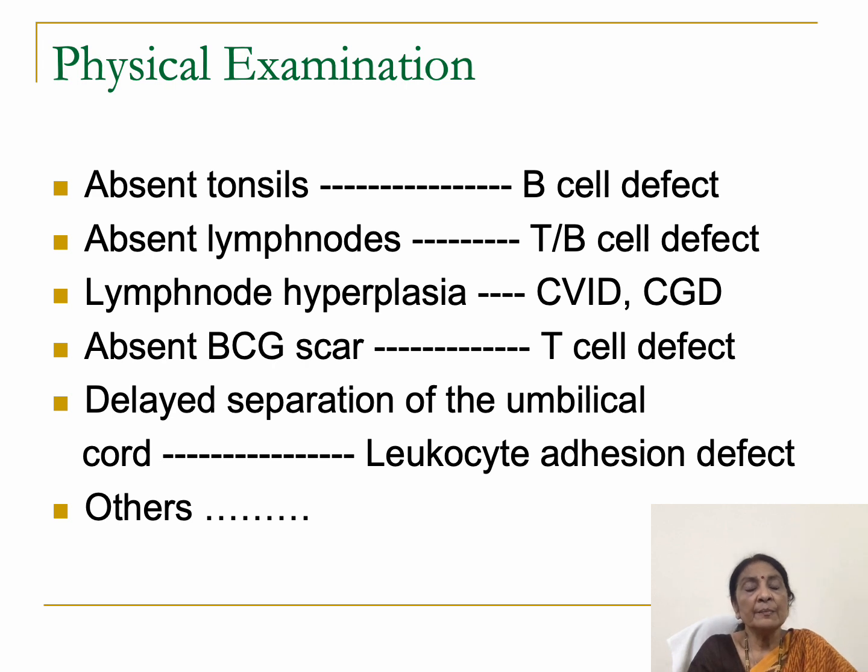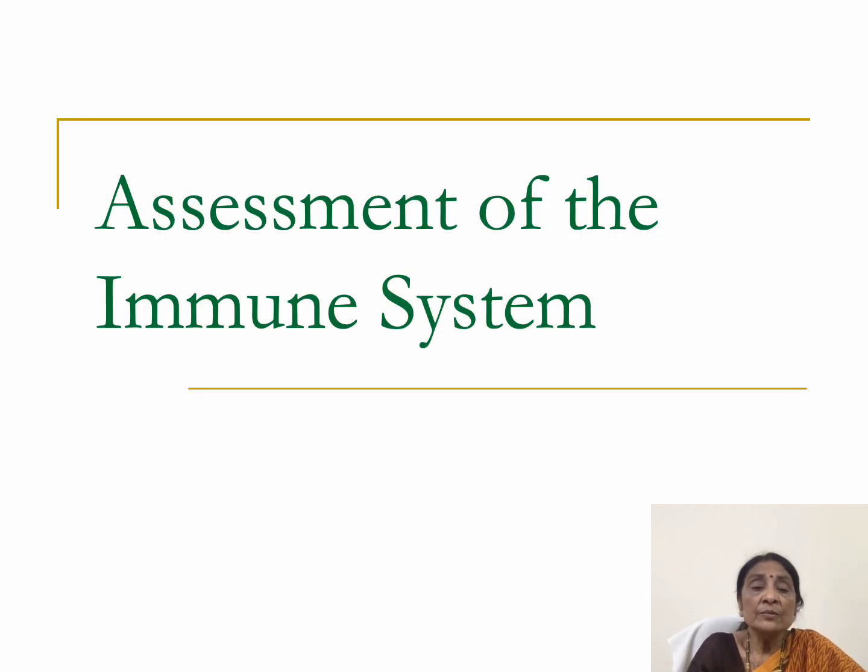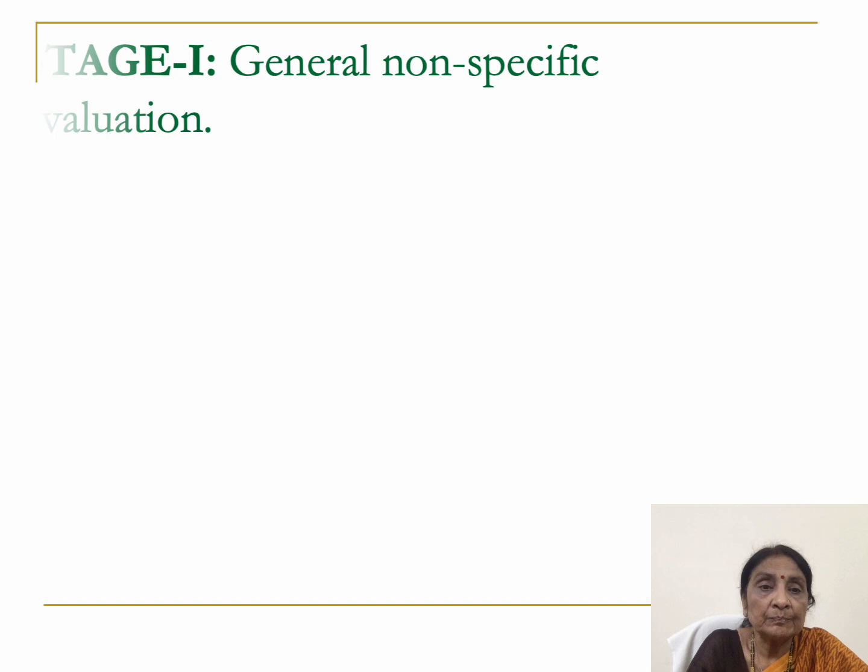On physical examination, absent tonsils suggests B cell defect, absent lymph nodes T or B cell defect, lymph node hyperplasia, combined variable immune deficiency or chronic granulomatous disease, absent BCG scar T cell defect, delayed separation of umbilical cord, leukocyte adhesion defects, and there are others. So how would you assess the immune system?